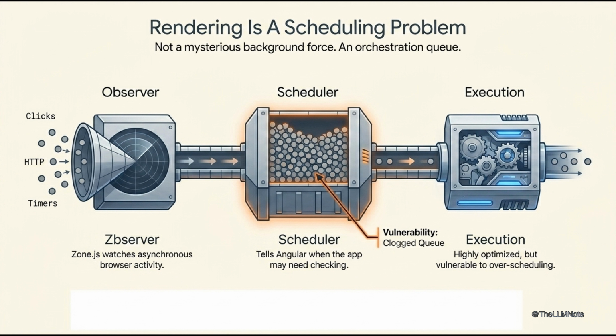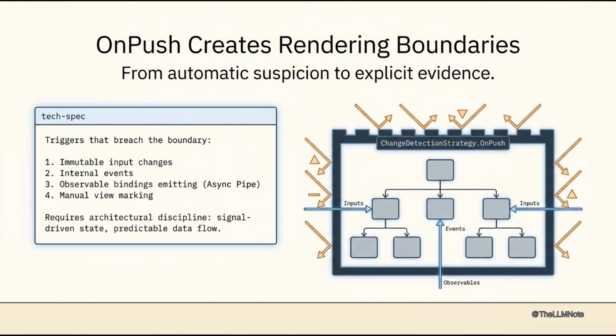This raises a critical question. OnPush creates rendering boundaries. OnPush is the boundary that turns rendering from automatic suspicion into explicit evidence. Next, a component subtree is checked when inputs change or events happen inside it. Importantly, observable bindings emit through the template or the view is manually marked.